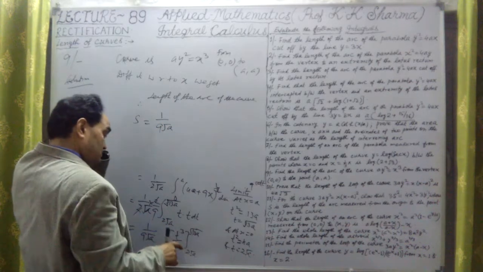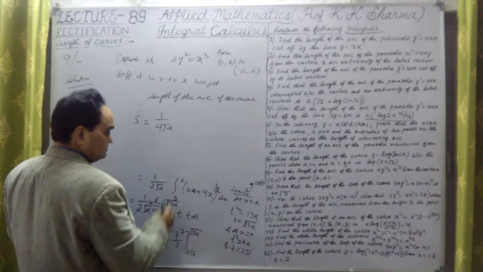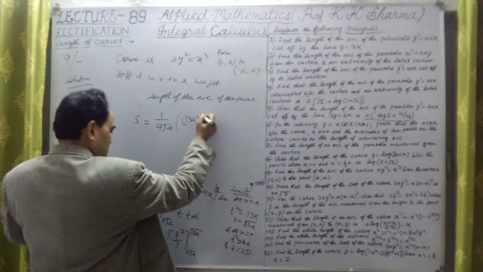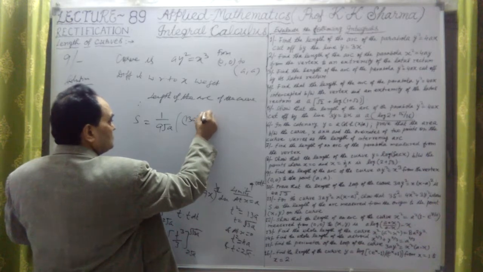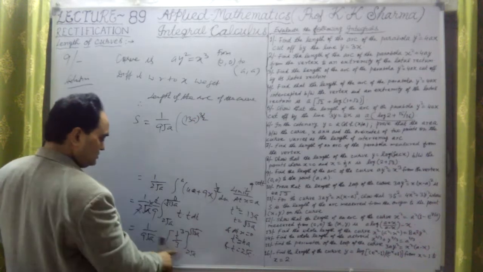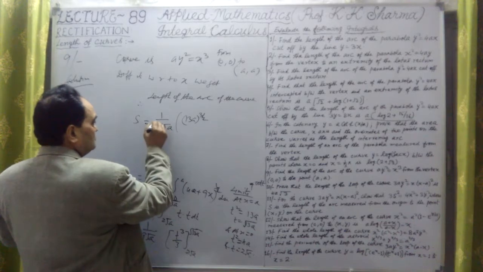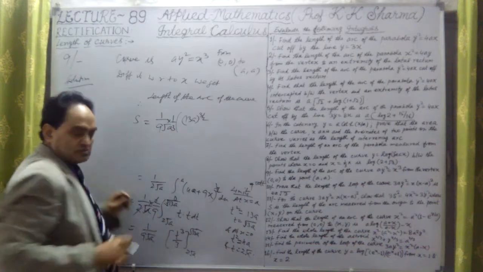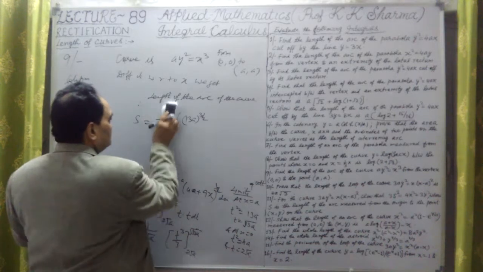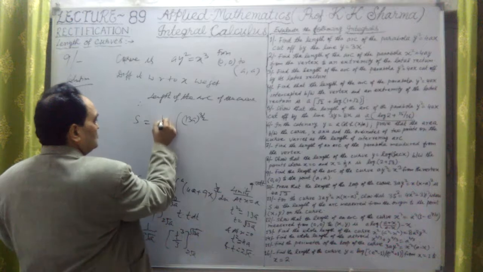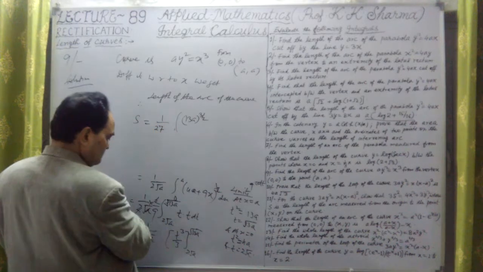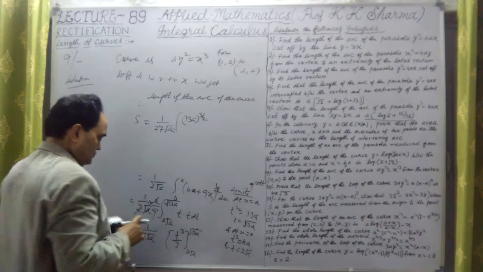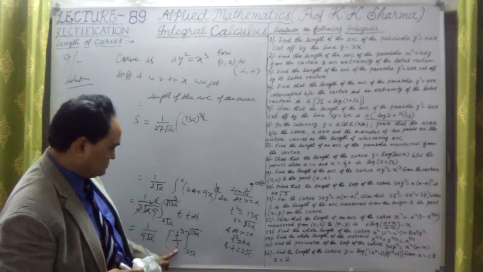t cubed, if I put the upper limit root 13a, that means this is 13a whole power 3 by 2. And the 3, let me take outside. It will come out as 1 by 3 into 1 by 3, or it is 27. So the value will be 1 by 27 under root a. Why? Because 9 into 3 is 27.